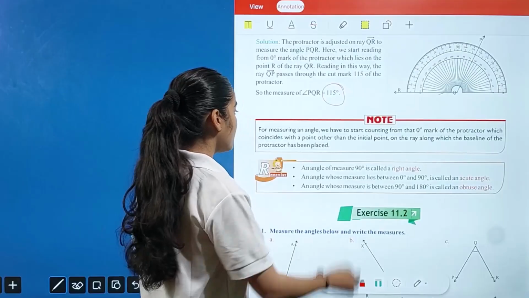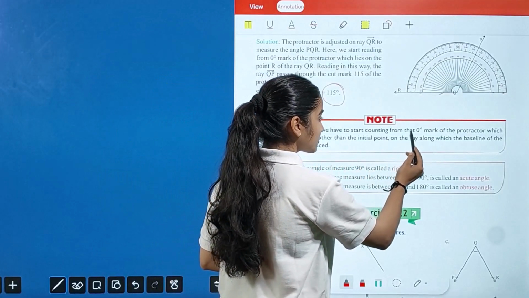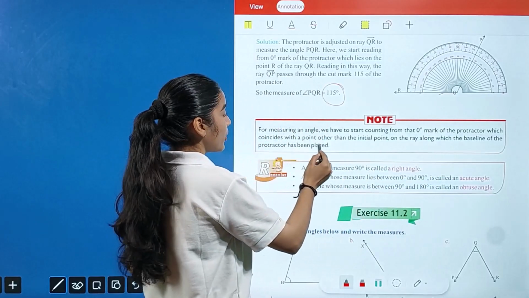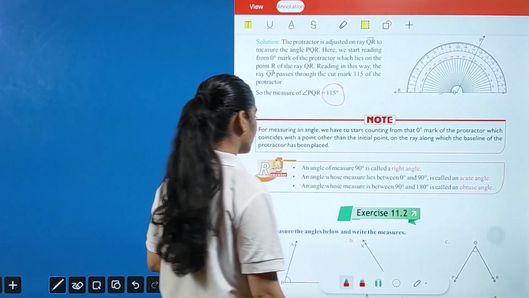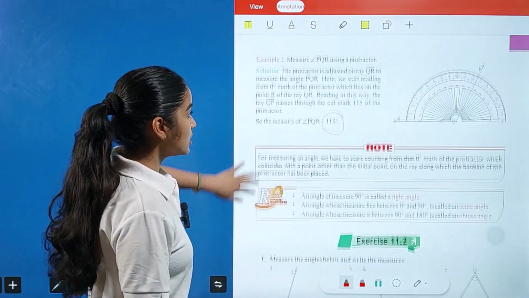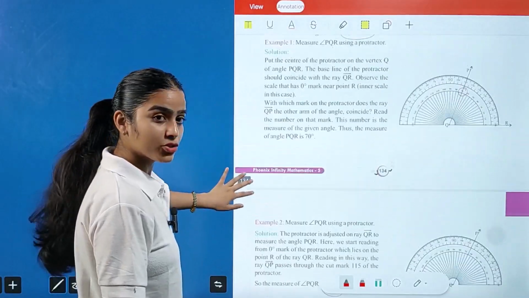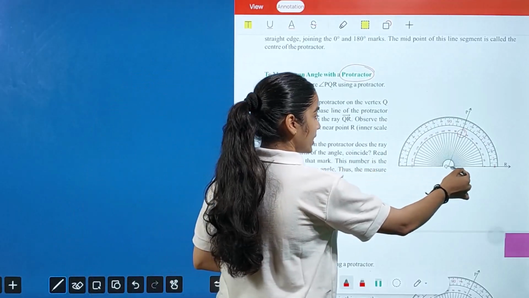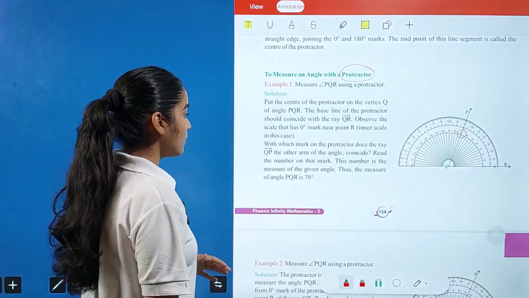What we observe here is that for measuring an angle, we have to start counting from the 0 degree mark of the protractor, which coincides with the point other than the initial point on the ray along which the baseline of the protractor has been placed. So in these two examples, example number 1 and example number 2, we are measuring our angles. In example number 1, we simply put the point at the vertex and see where this line crosses it and what the measurement is.